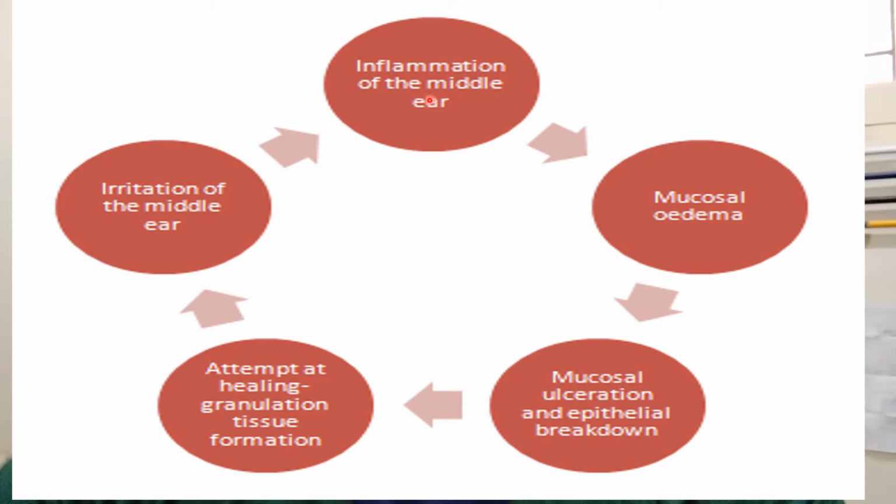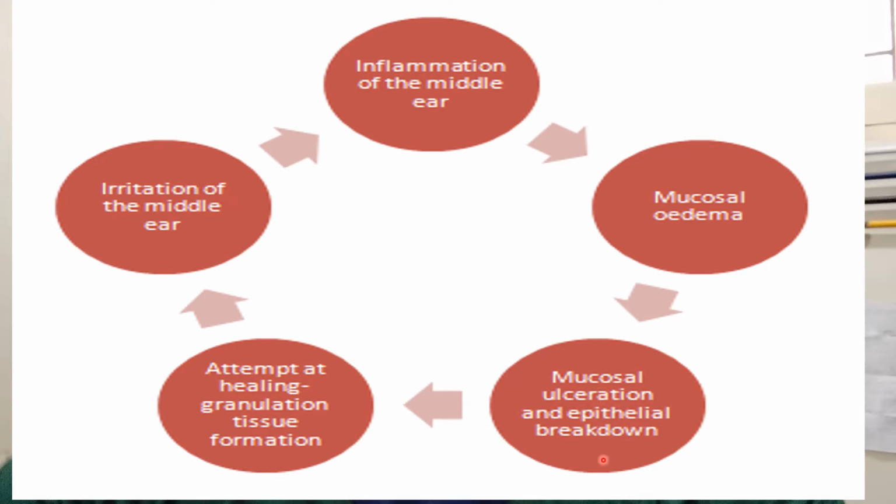Let's go here. There's the inflammation of the middle layer, and then there's mucosal edema and mucosal ulceration and epithelial breakdown. So then we can move here, and you see that attempt at healing, granulation tissue formation. And so then there is irritation of the middle layer. So how it starts: suppose there is some irritation in the middle layer, then there is inflammation of the middle layer. So always remember the word inflammation is the key word in CSOM. So there is inflammation, there is mucosal edema. So inflammation leads to edema, and edema leads to ulceration and epithelial breakdown.